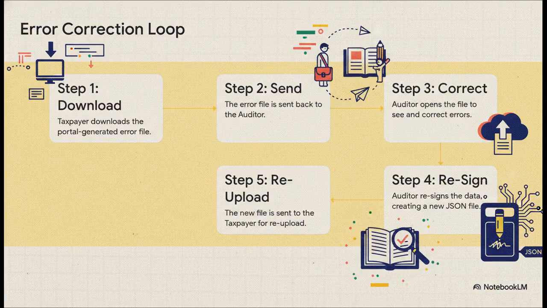The solution is this nice, structured loop. First, you download the error report from the portal. You send that error file back to your auditor. They can actually open that file in their Excel tool, and it will highlight the exact errors. Once they fix the issues, they generate a new, re-signed JSON file, send it back to you, and you try uploading it again. It's a clear, repeatable process, not a dead end.